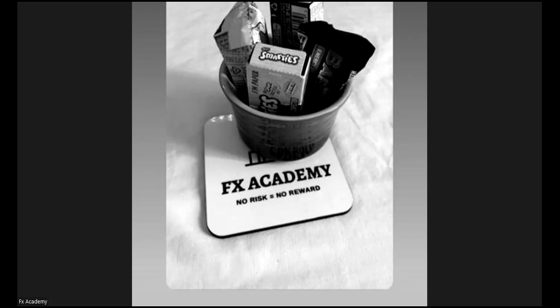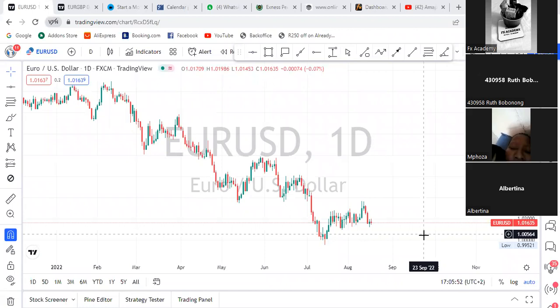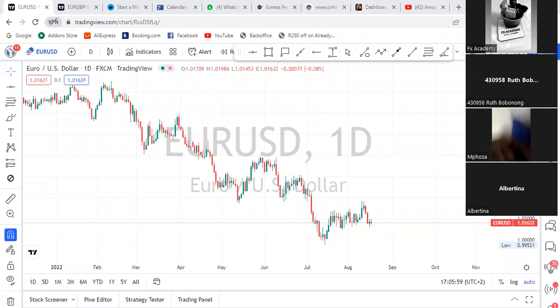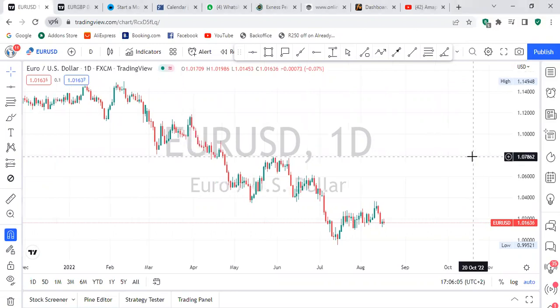Let me just quickly share my screen. I'm hoping each and every one of you can see my screen perfectly. All right, perfect. Okay, so this is a chart that I've got prepared for us today.